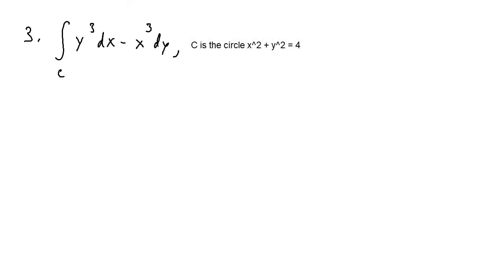and c is going to be the circle x squared plus y squared equals 4. So y cubed is going to be the p function, and this time be careful here because there's a negative, so negative x cubed is going to be the q function. So let's go ahead and find the partial derivative of q with respect to x.